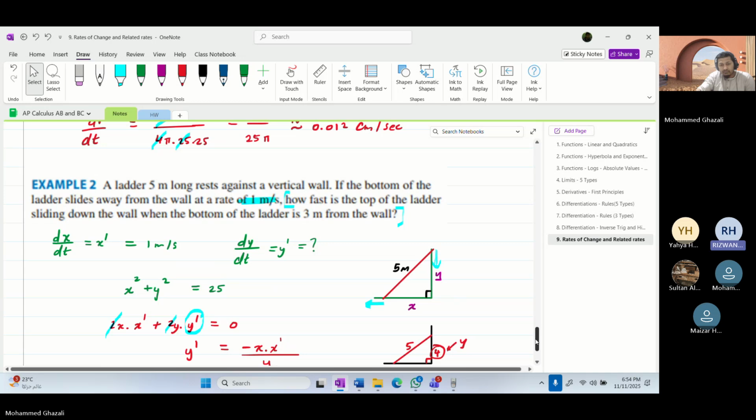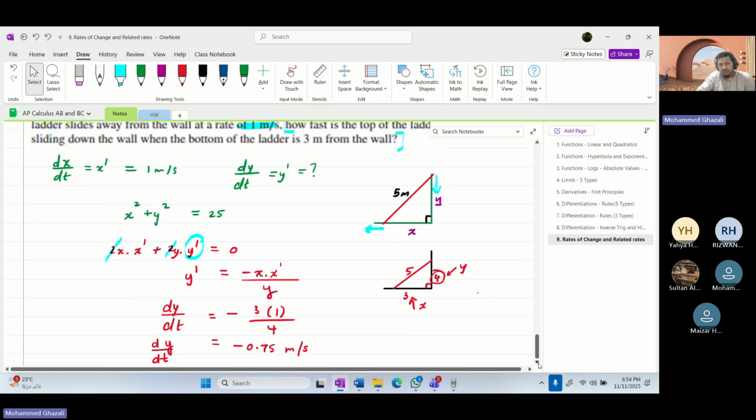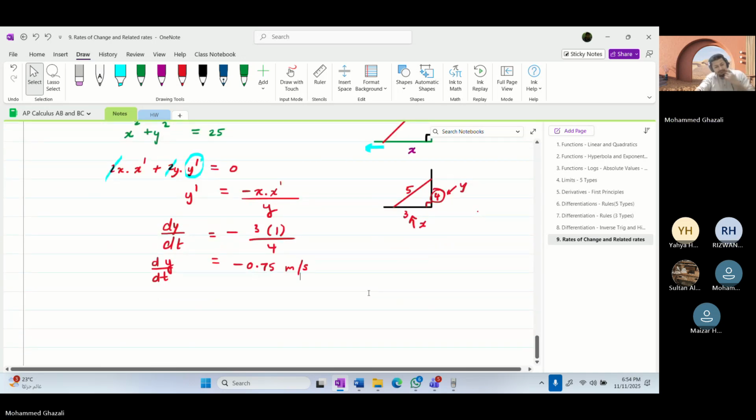Yes, it's related rates. You have to do implicit differentiation. Next question.